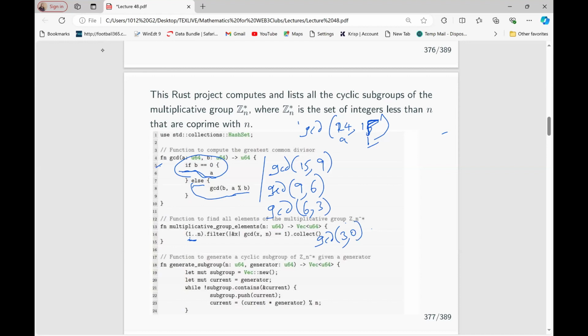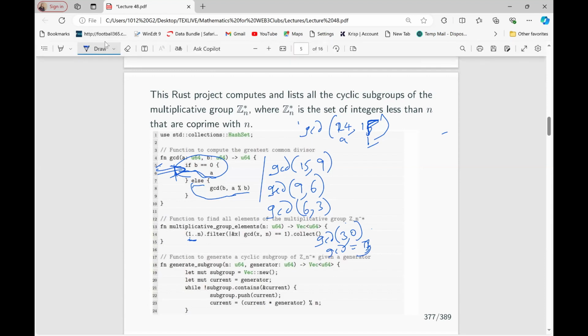We've achieved our mission. Our mission was that we do that until B becomes 0. And when B is 0, we come back here. A is the GCD. Therefore, our GCD is 3. So that is how this function is calculating the GCD. This is the division algorithm.